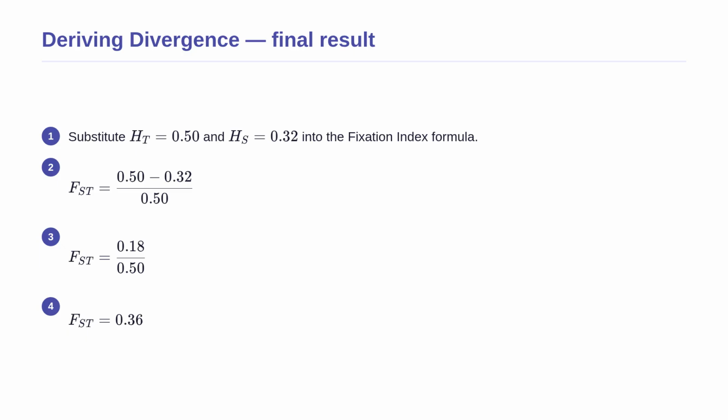So, we have proven our values for total and subpopulation diversity. This brings us to the final result. We plug our calculated values into the fixation index formula. We subtract the subpopulation diversity of 0.32 from the total diversity of 0.50, which gives us a difference of 0.18. We then divide this 0.18 by the total diversity of 0.50. Our final calculated index is 0.36.